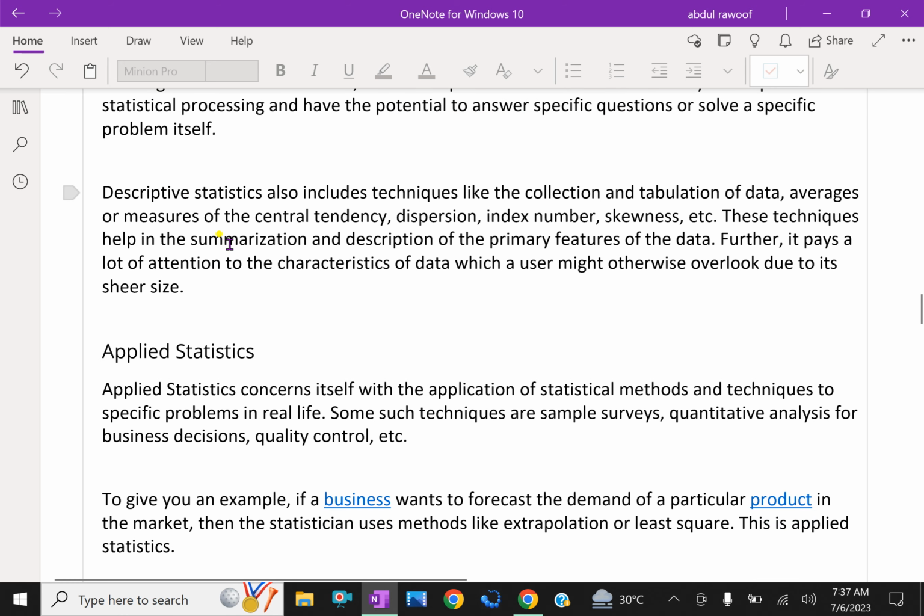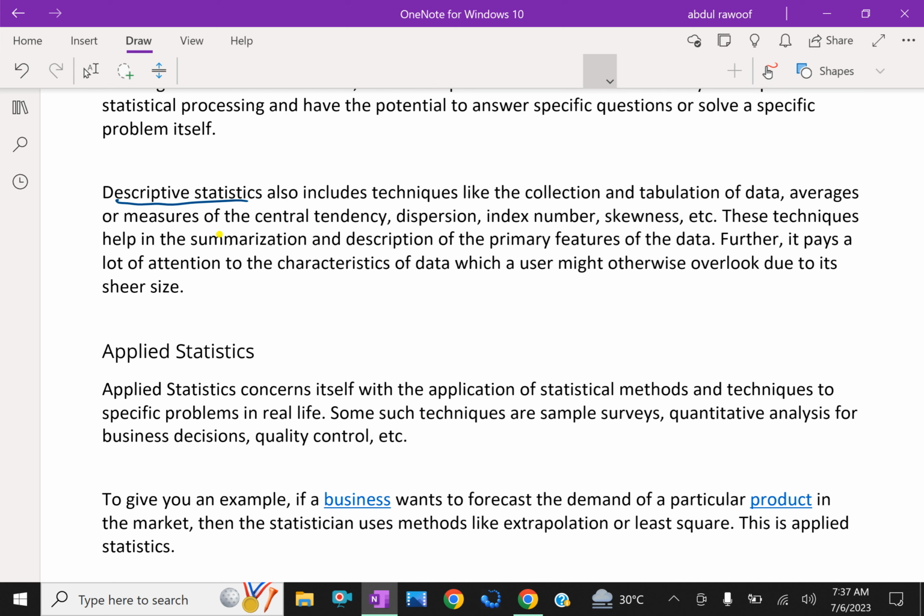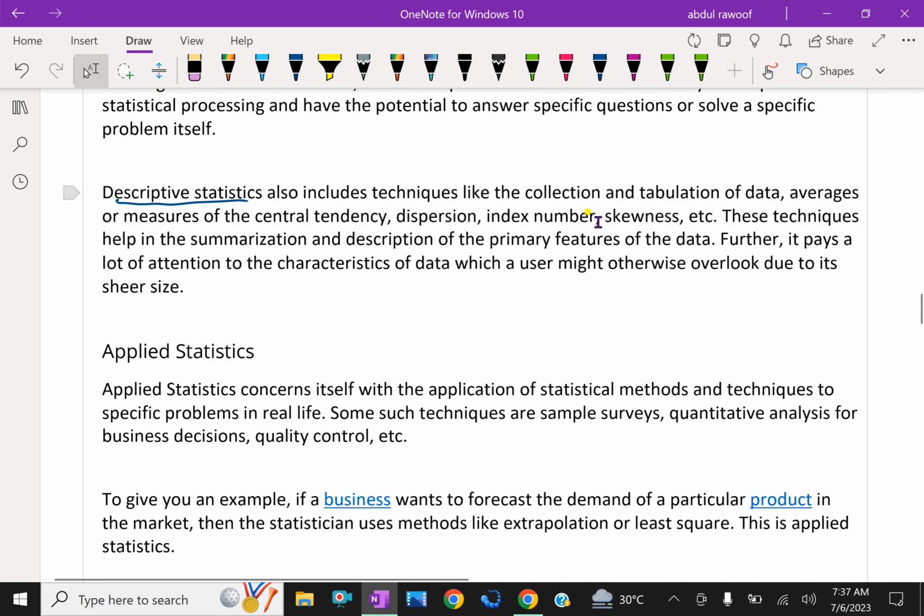Descriptive statistics also includes techniques like the collection and tabulation of data, averages or measures of central tendency, dispersion, index numbers, skewness, etc. These are some subtopics of statistics. These techniques help in summarization and description of the primary features of the data. Further, it pays a lot of attention to the characteristics of data which a user might otherwise overlook due to its sheer size.